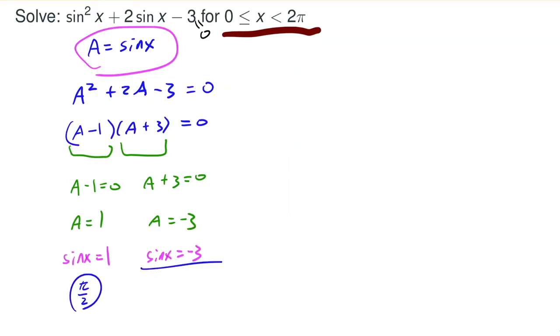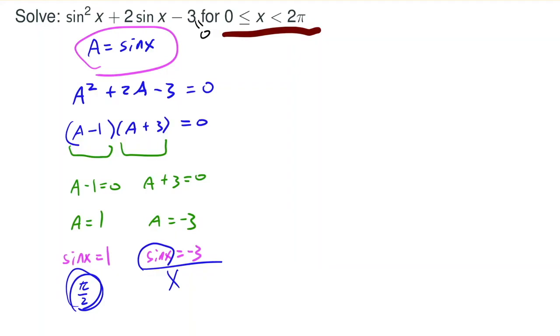And here, sine x can never be negative 3. Right? We can also know this by looking at the sine graph. The sine graph goes as low as negative 1. It does not go below negative 1. I mean, of course, unless there's a transformation. But the sine graph itself, the lowest it can be is negative 1. So this does not give us any answer. So we only have one answer for this problem, pi over 2.